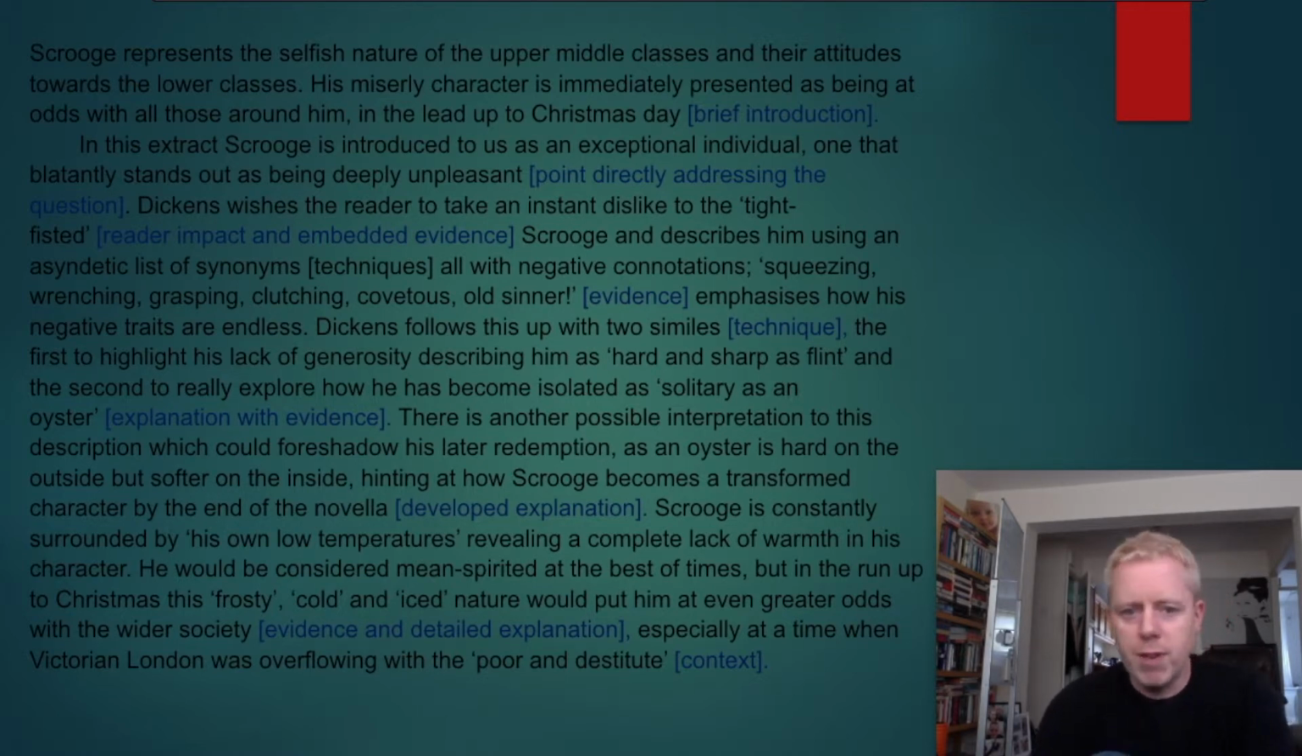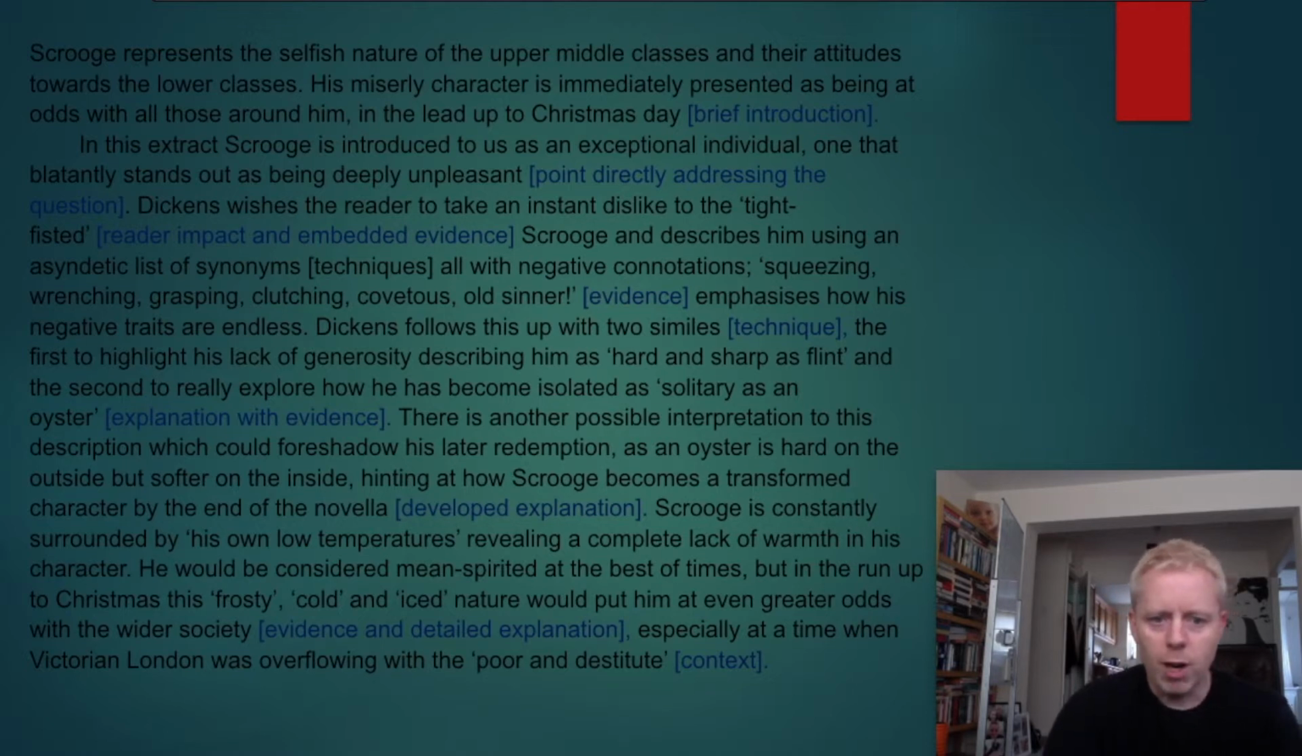Brief introduction. In this extract, so it gets me focused now, Scrooge is introduced to us as an exceptional individual, one that blatantly stands out as being deeply unpleasant. Dickens wishes the reader to take an instant dislike to the tight-fisted Scrooge and describes him using an asyndetic list of synonyms, all with negative connotations.